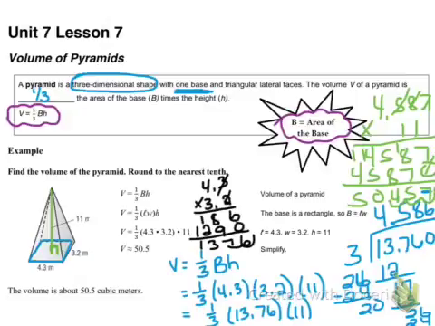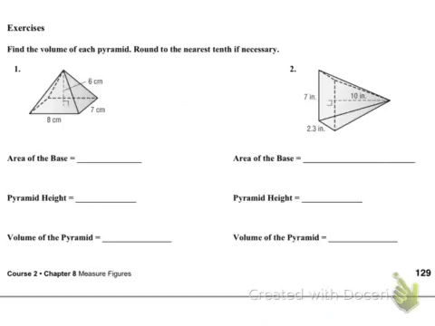So we get 50.5, because this 5 right here would round that 4 up. So the volume is about 50 and a half cubic meters. Very similar to what we did with the prism. It's just that you have to take a third of it, because a pyramid is going to be a third of whatever the prism would be.